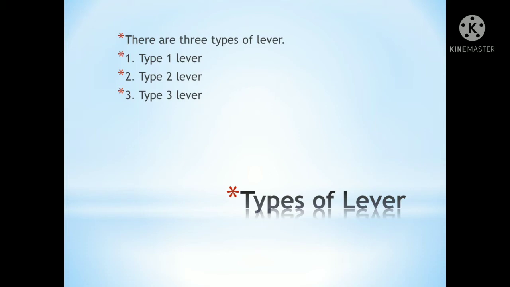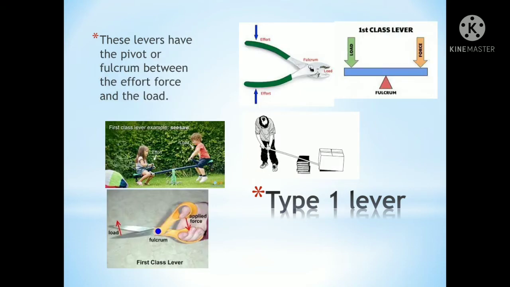See, type 1 levers have the pivot or fulcrum between the effort force and the load. So the fulcrum will be in the midpoint, on one side the load will be there, and on the other side the force. Means the force you are giving, the load will be applied there, and the fulcrum will be in the middle. By the examples I think you all can understand.